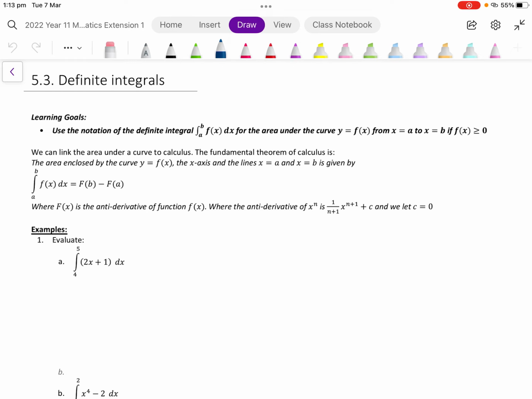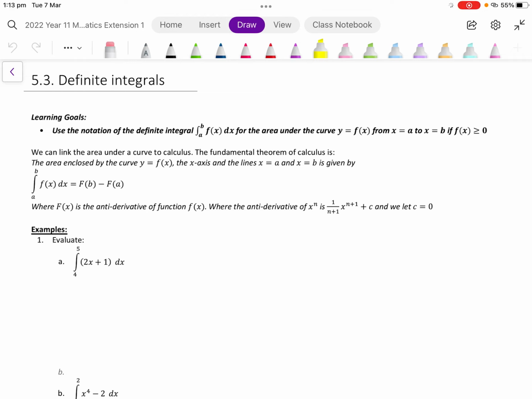So we can link the area under a curve to calculus, and we have the fundamental theorem of calculus. The area enclosed by the curve y equals f(x), the x-axis, and the lines x equals a and x equals b is given by the integral from a to b of f(x) dx equals capital F of b minus capital F of a, where capital F of x is the antiderivative of the function f(x).